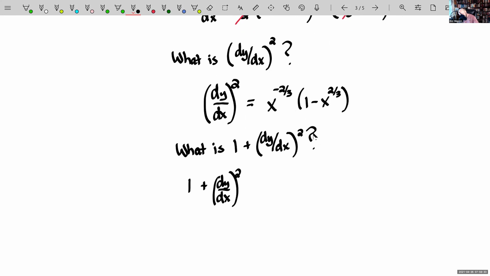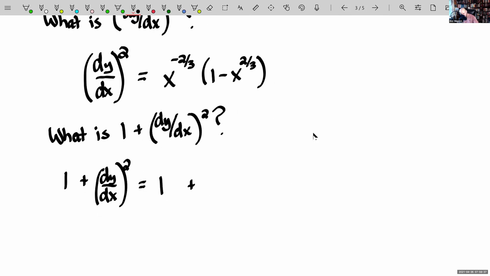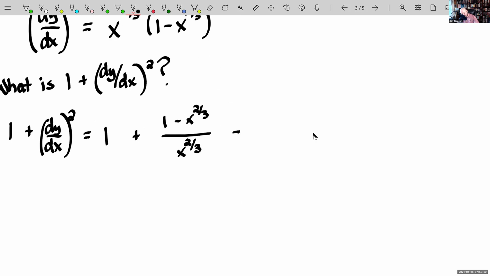I think. So 1 plus dy dx squared is going to equal 1 plus. And here I'm going to write it this way. I'm going to write it as 1 minus x to the 2/3 over x to the 2/3, because that's really what x to the negative 2/3 times that picture is. And what you can do here is find a common denominator, which is x to the 2/3. And clean things up.